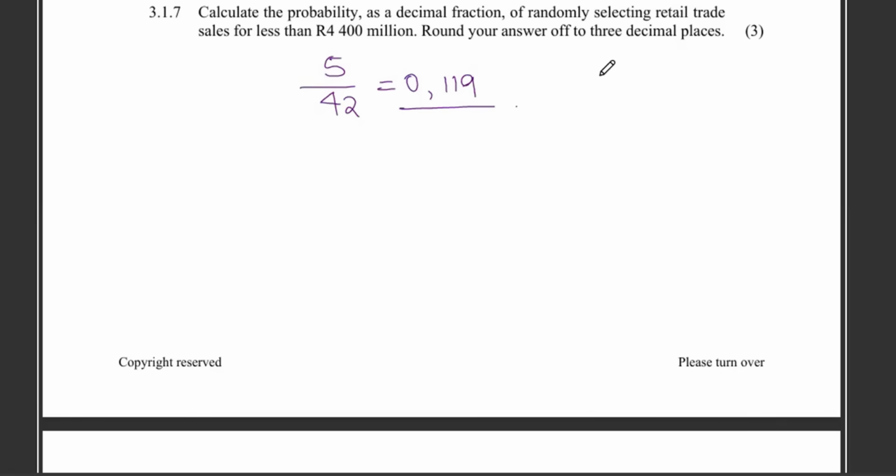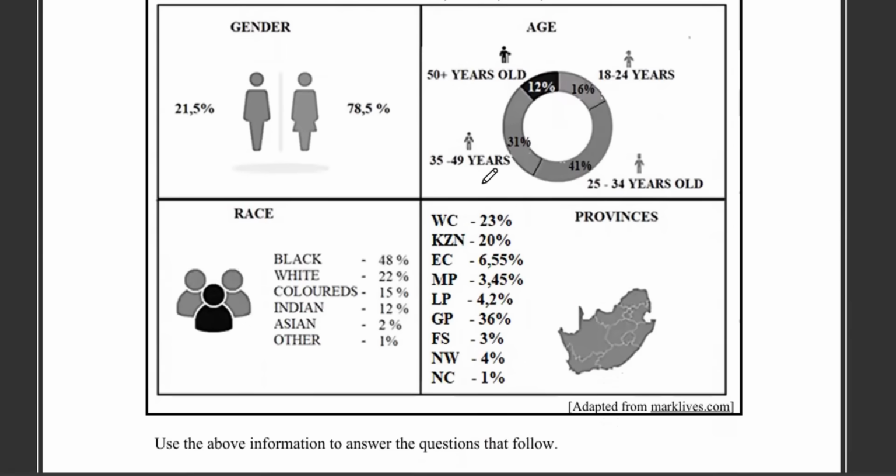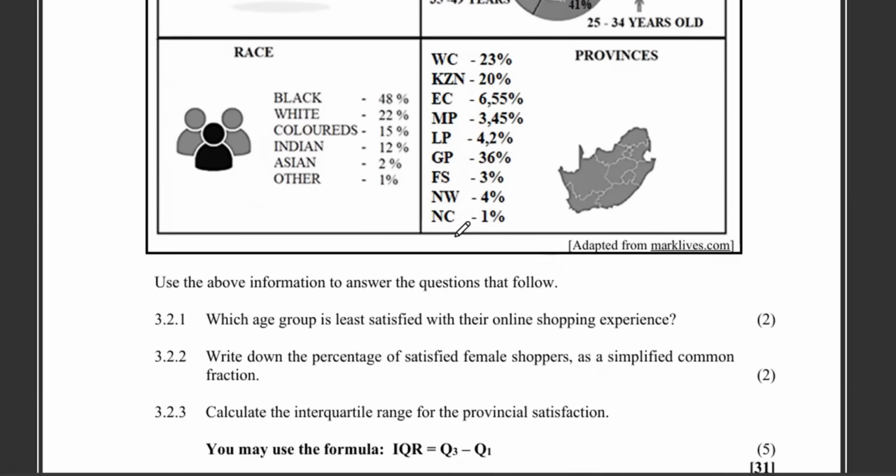That is your answer. Let's look at question number 3.2. South Africans are doing more and more of their shopping online. A survey was done where people had to indicate if they were satisfied with their online shopping experience. Given below are the results of the survey. So here we have the gender, female and male. The male are 21. This one indicates the age, the province and the race. Anyway, let's look at that.